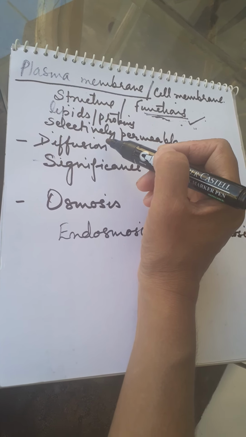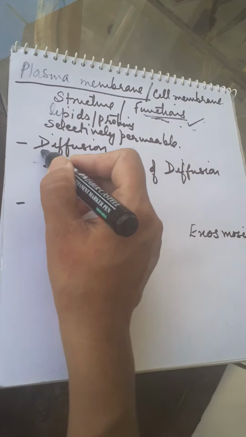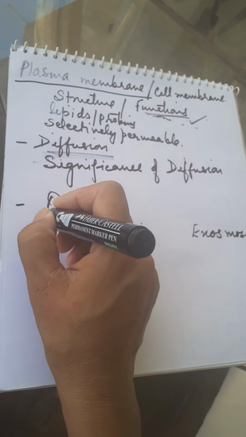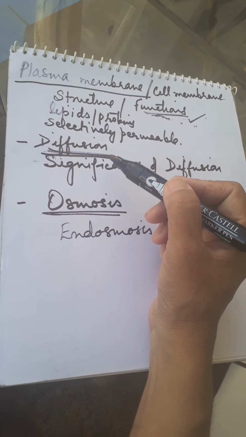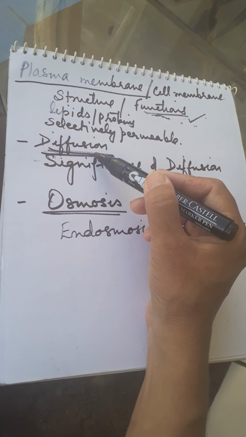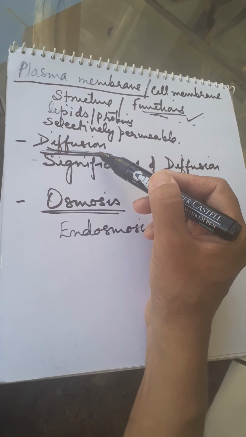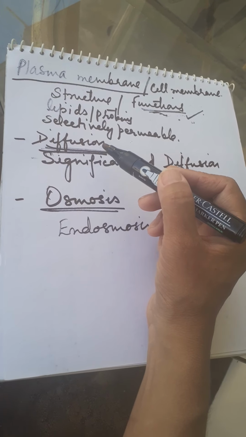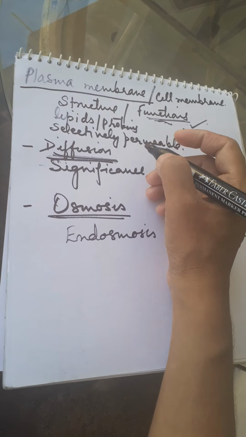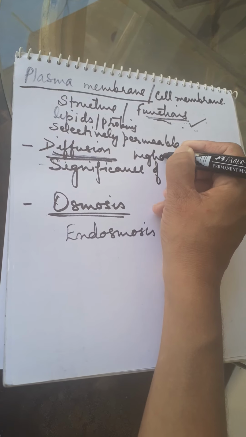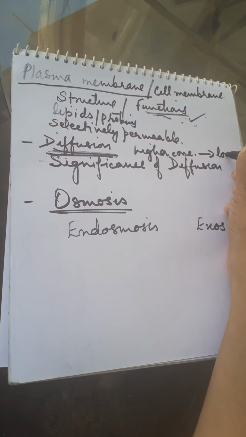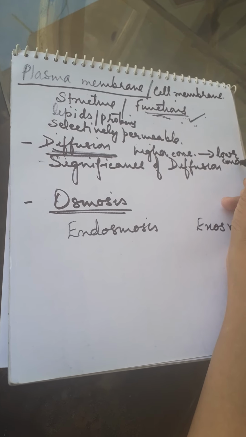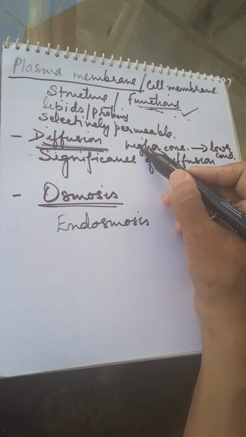Now let's talk about diffusion. You must have studied in 8th class what is diffusion and osmosis. So let's talk about diffusion. The process by which a substance spreads into another substance by random movement of its particles from a region of higher concentration to a region of its lower concentration. That is called diffusion.